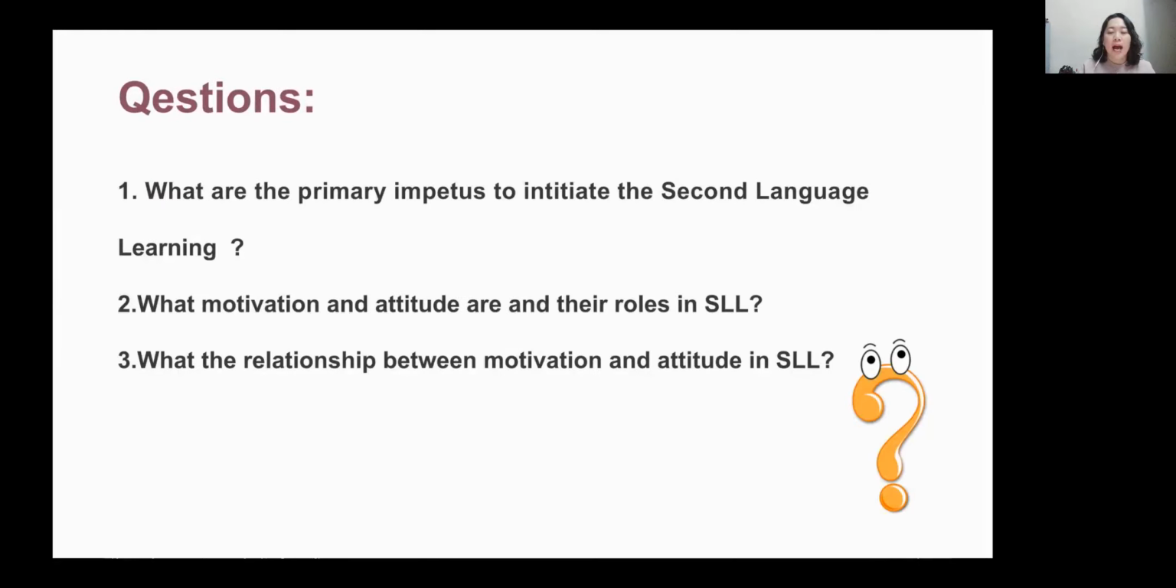At last, I prepared 3 questions for you. The first one for us to discuss is, what are the primary impetuses to initiate second language learning? What are motivation and attitude, and their roles in second language learning? The last one, what's the relationship between motivation and attitude in second language learning?